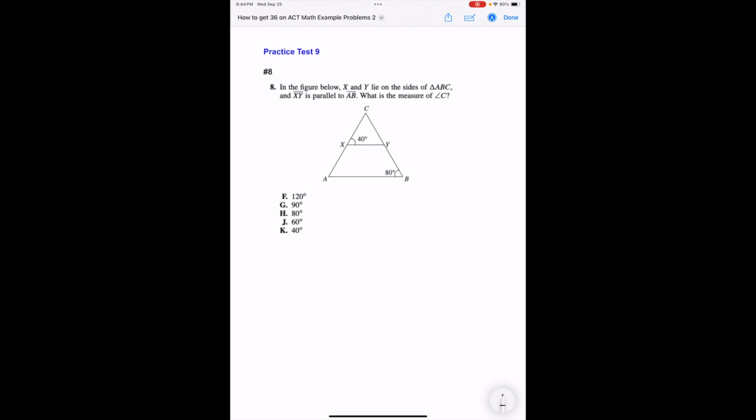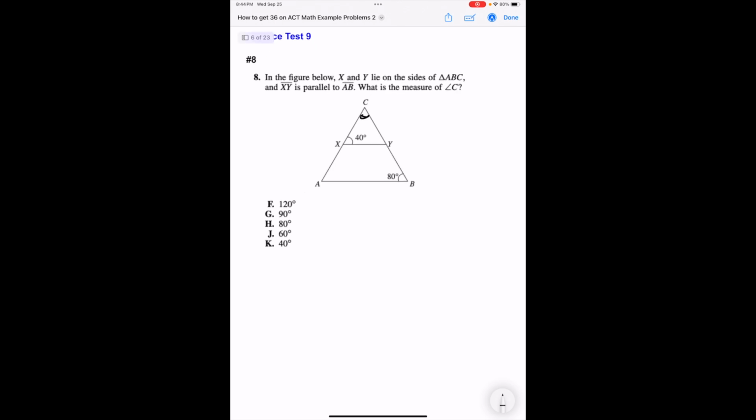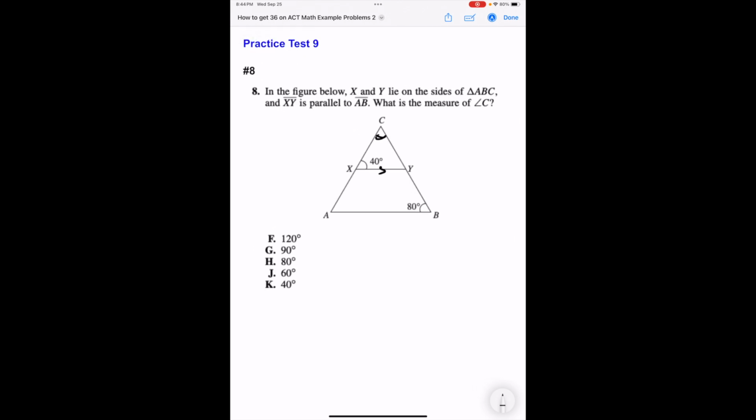So now let's look at a problem from practice test 9. This is question number 8, and it says that in the figure below, x and y lie on the sides of ABC, and xy is parallel to AB. What is the measure of angle C? So try to find this angle right here. If xy and AB are parallel, then we know that triangle XCY is similar to triangle ACB. So the angles of these two triangles should be the same, which means if angle CXY is equal to 40 degrees, then angle CAB right here should also equal 40 degrees.